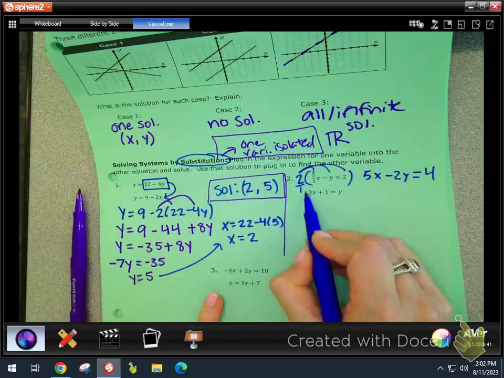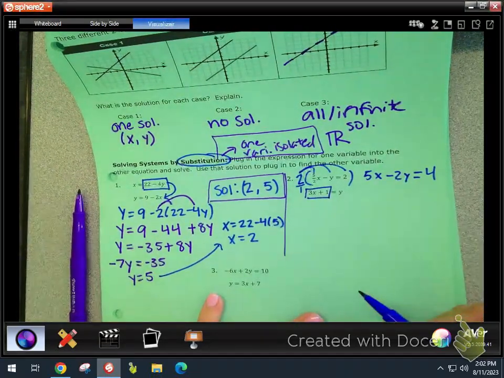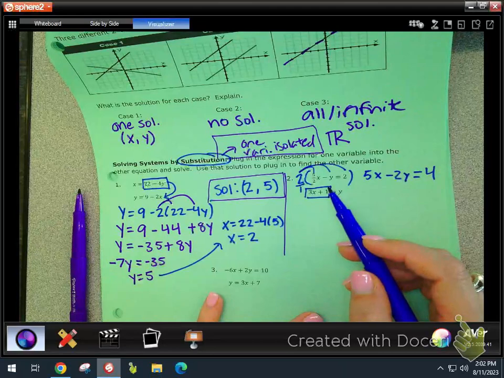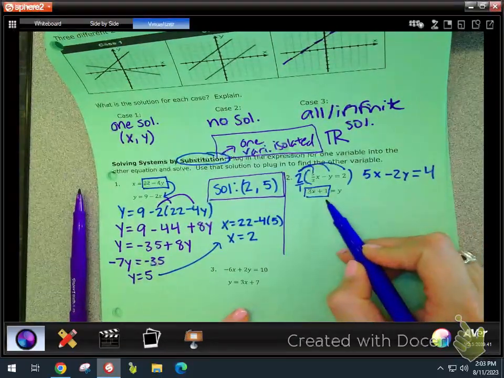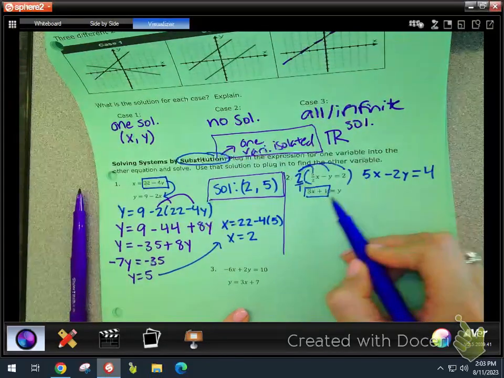So I'm going to box 3x plus 1. I'm subbing it in for, hello, they're just here to annoy me. Saw enough of them last year. I don't know why they're here now.